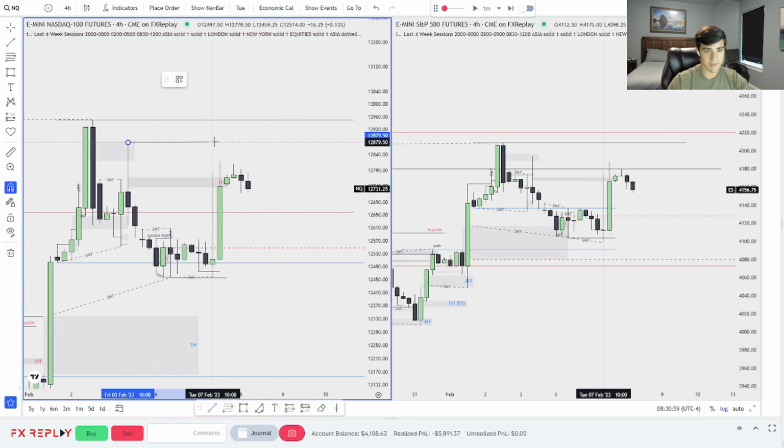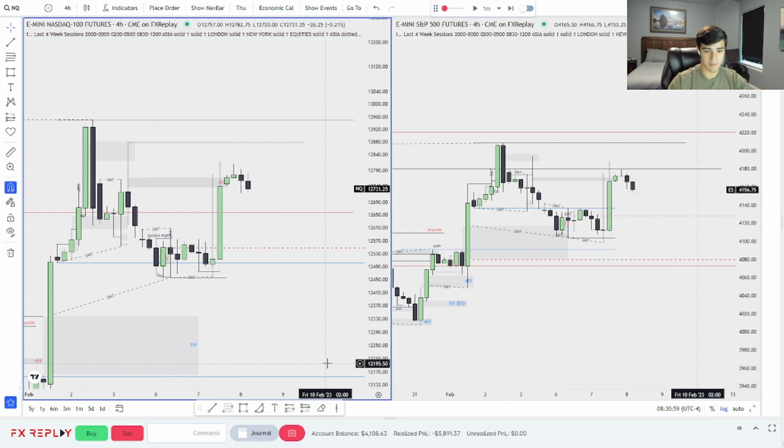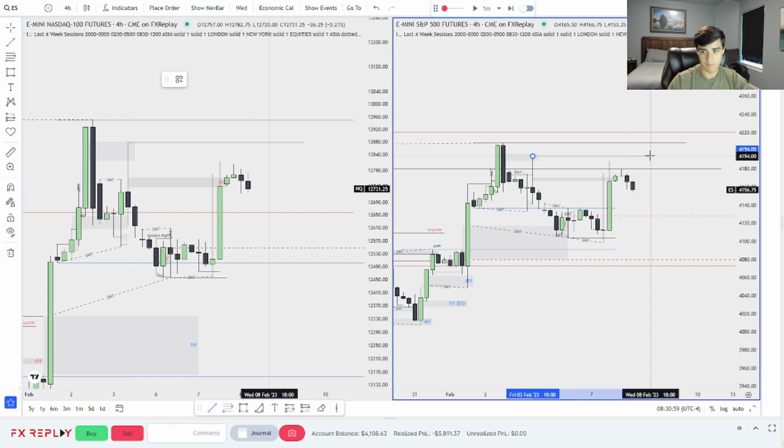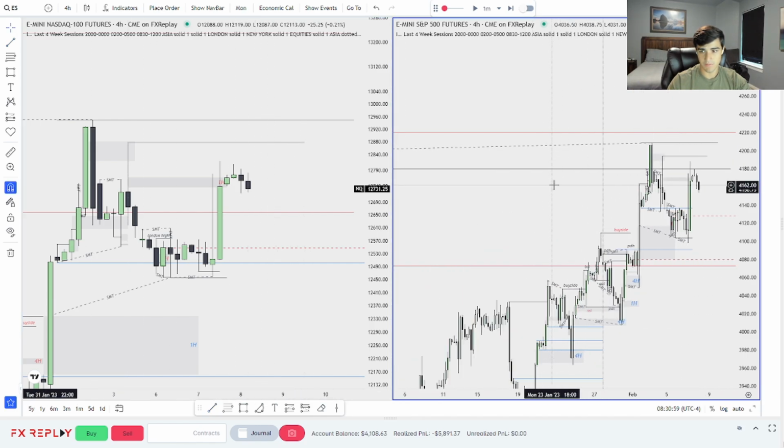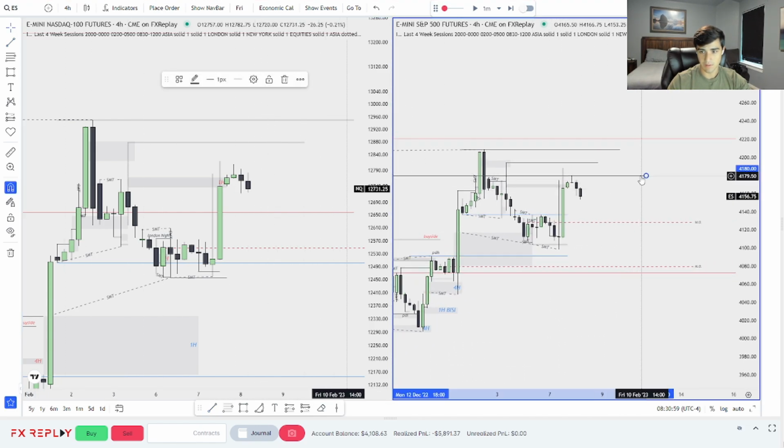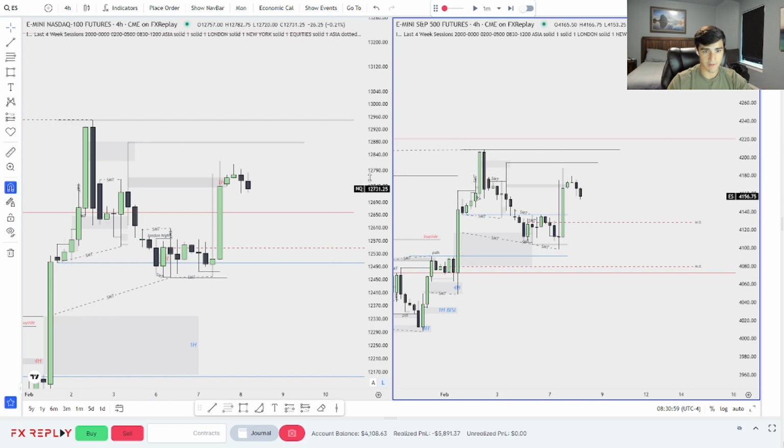We have this level of buy-side liquidity right here. Both of these assets. What is this red line? I don't know what this is. Get out of here.